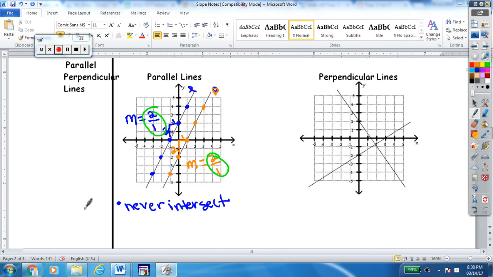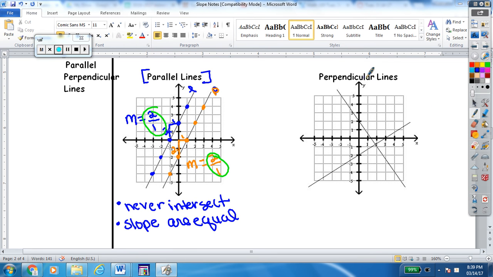That is going to be true of any 2 parallel lines. Not only do they never intersect, but their slopes are equal. And you want to write this down in your notes. Their slopes are equal. So that's important about parallel lines, okay? They never intersect, and a characteristic is that their slopes are always equal.